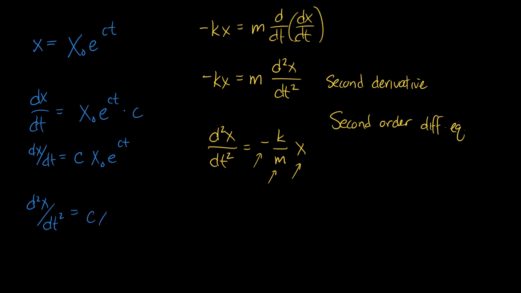I'll get c x naught e to the ct times c. Right? c and x naught are just constants. And then e to the ct, the derivative of that is just e to the ct times the derivative of ct, which is c. So that's my function.